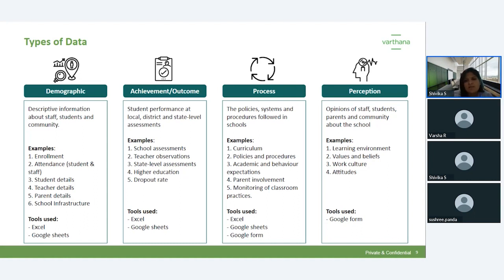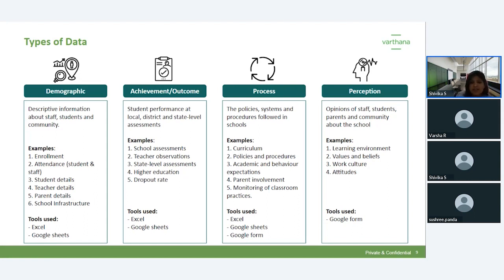Perception is opinion about something, how your stakeholders are feeling towards you, your school. So this is also one of the most neglected data. So in terms of learning environment, is the infrastructure sufficient or not, is it good enough or not. This data is also quite crucial for a school to ensure the holistic development of the child and grow the school in the long run. Values and beliefs, the culture which we are inculcating and developing, teachers' attitudes towards study, and all these can be captured and assessed or analyzed using Excel or Google Forms.